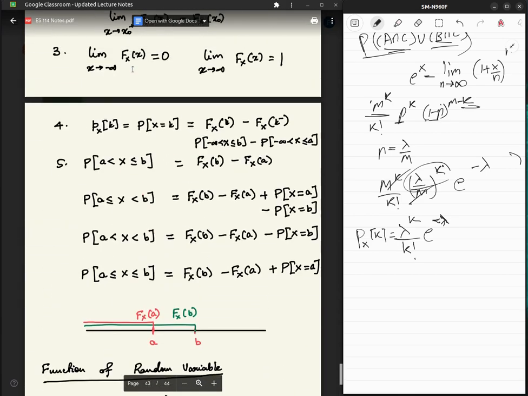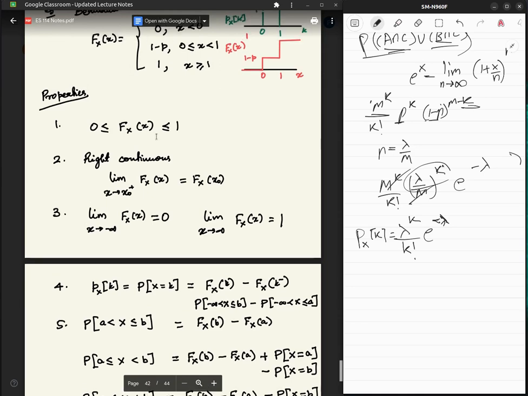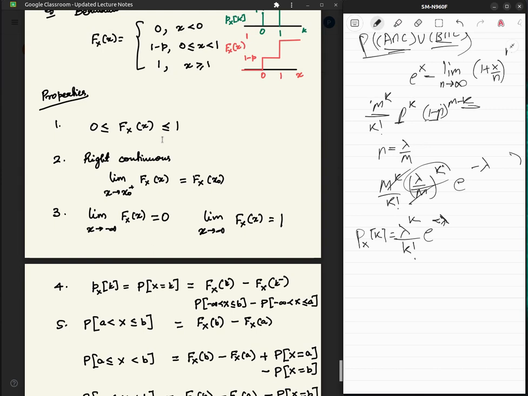Oh, so this is the end of the thing, right? Fine. Properties of this cumulative distribution. F_X is between 0 and 1. Sure, I mean, it's just a sum of probabilities, and when you sum all the probabilities, you get 1. So yeah, it's between 0 and 1. Right, continuous: the limit as x tends to x0 from the right of F_X of x equals F_X of x0.